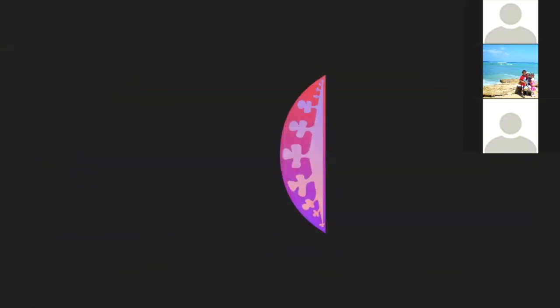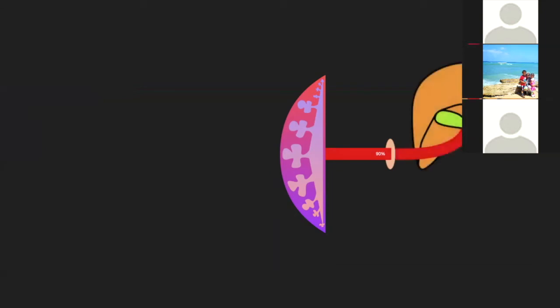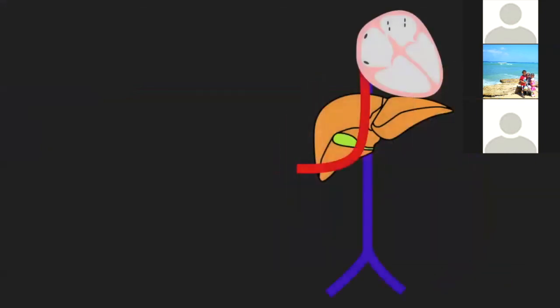So we start off with the placenta. That's where we're going to start off the circulation. Blood goes to the baby through the umbilical vein, bypasses the liver, yes, through the ductus venosus, and then joins the inferior vena cava into the right atrium, yes?